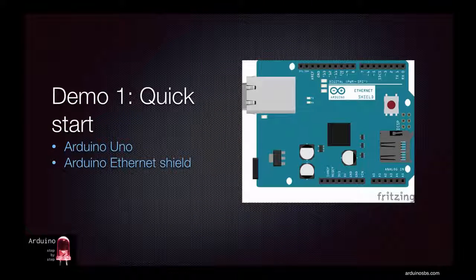In the first demo, I'll show you how to connect your Ethernet shield and how to make your Arduino a part of your local area network. Specifically, I'll show you how to connect to the network automatically by acquiring an IP address via DHCP, or how to acquire an IP address manually. For each connection, your Arduino will report the connection attributes in the console. You'll need the Arduino Uno and an Arduino Ethernet shield.